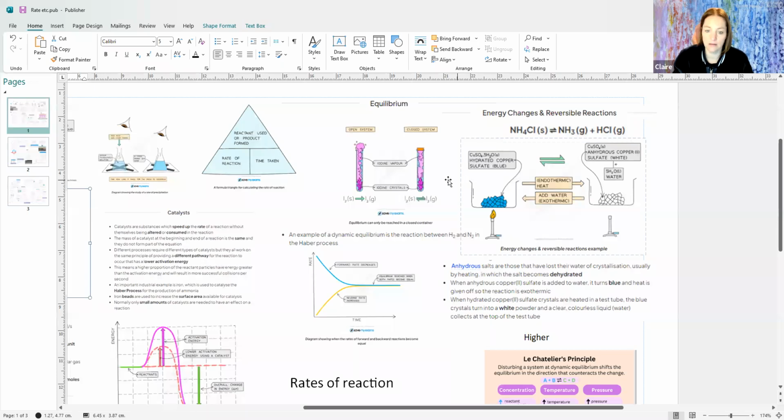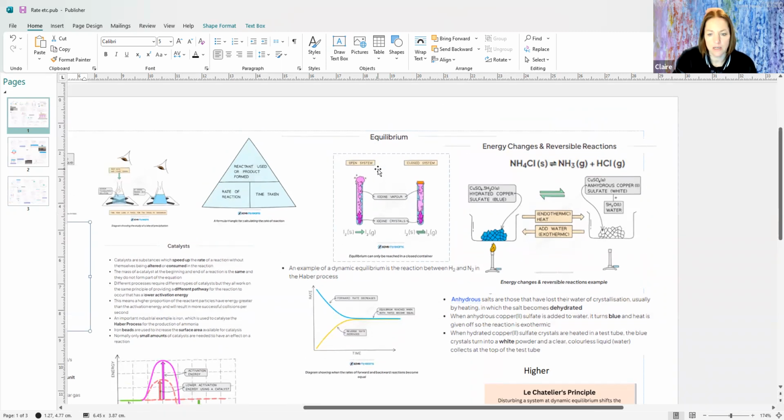Now these 2 here, this one with the ammonia is a typical example of a reversible reaction that you will be introduced to. And also the copper sulfate, which is hydrated. Hydrated means it's got water in it. So if you take that water off, then it becomes anhydrous. So be familiar with those names as well. And then to put it back to hydrated copper sulfate, you just add water and it's exothermic. So that's one of your main examples for reversible reaction.